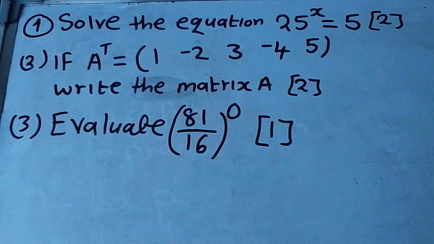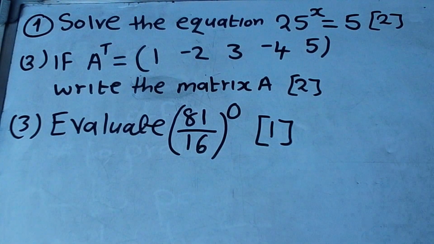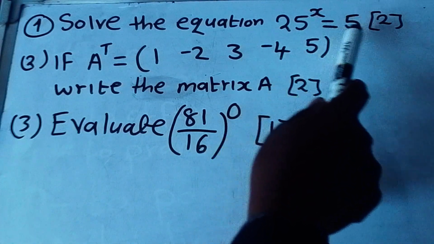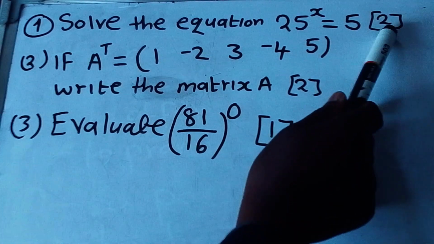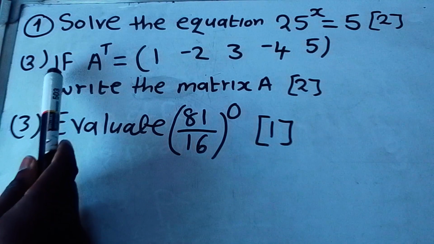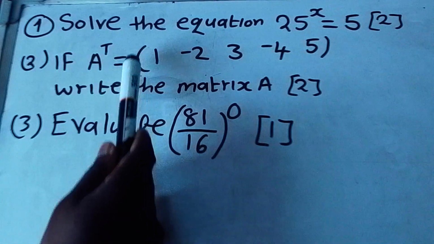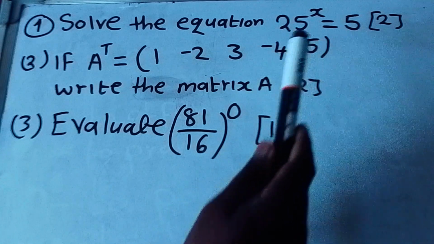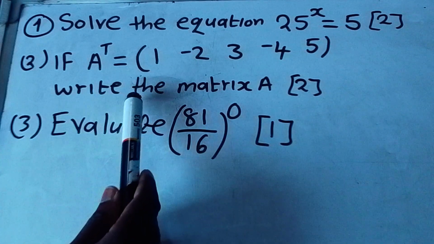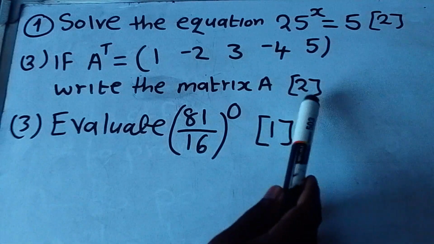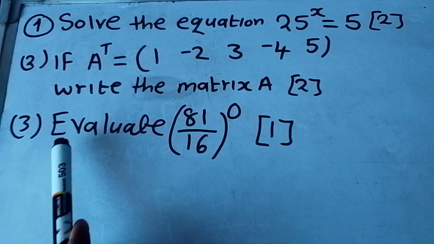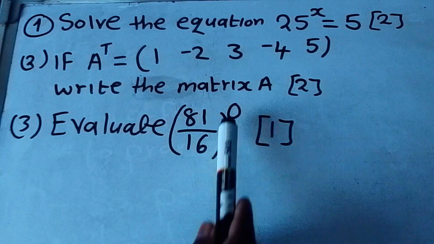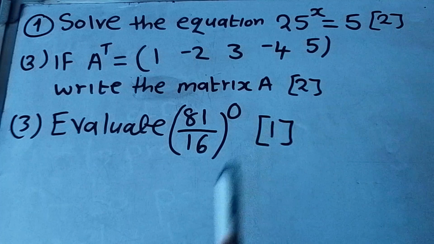Here with me, I've got 3 questions. The first question says, solve the equation 25 to the power x equals 5, which is 2 marks. The second question says, if A^T is equal to (1, -2, 3, -4, 5), write the matrix A, 2 marks. The third question says, evaluate (81 over 16) to the power 0, 1 mark.